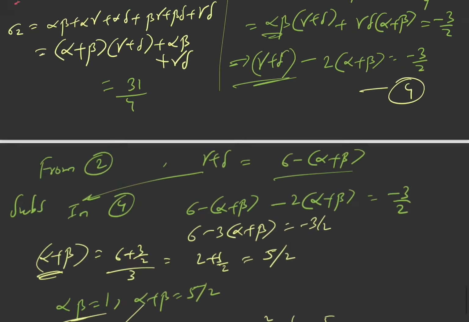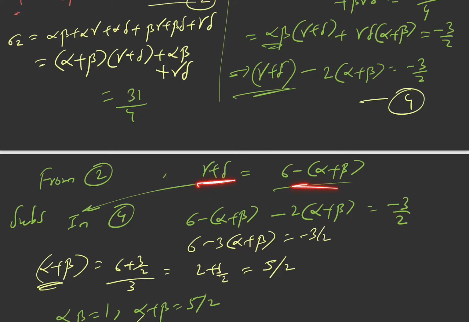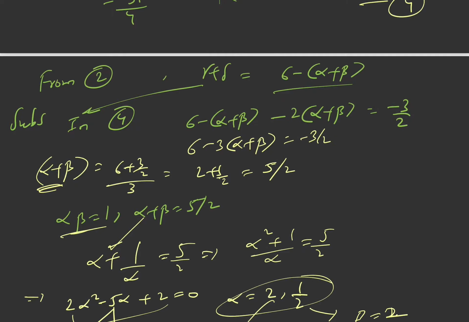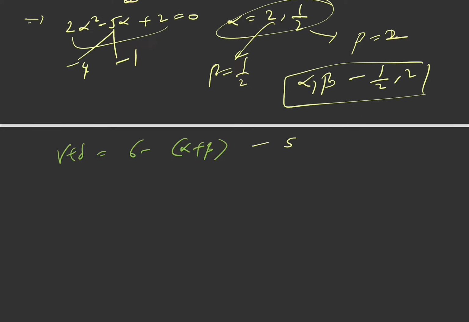Now we want gamma and delta. Now this is very easy, because now you have gamma plus delta first of all. Gamma plus delta is 6 minus of alpha plus beta. So gamma plus delta, this is 6 minus of alpha plus beta. Let us call this equation number 5. So I have written this from equation number 5.